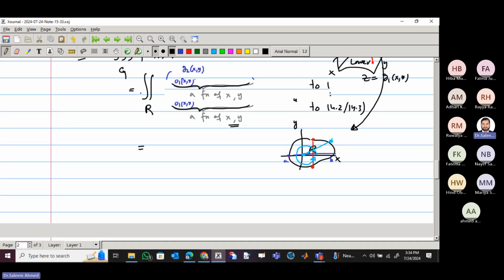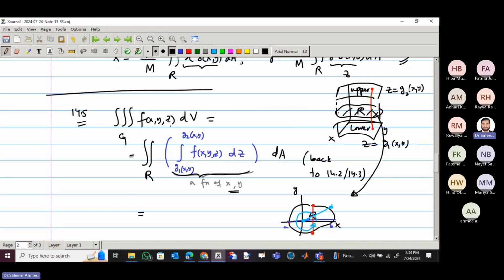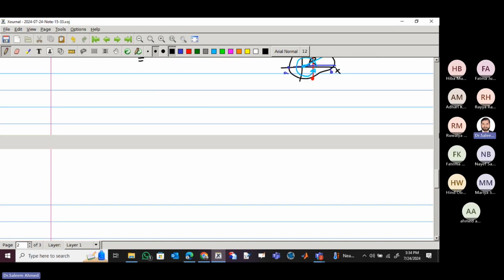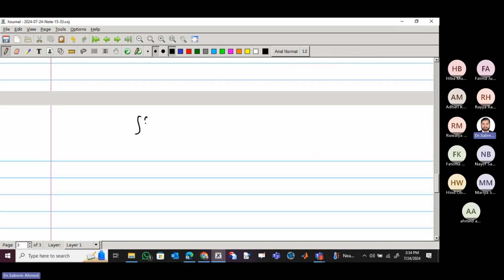Now you see in the same question, if I change this f(x, y, z) to the density function delta(x, y, z), let's say I write the same triple integral over the solid G with density function. Instead of f, I wrote the density function. We call it the mass of the solid. Now it is not the lamina, it is the solid G. Mass of the solid that occupies the region G.